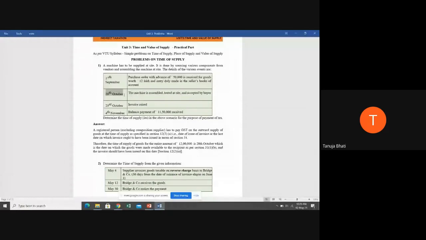Second, you need to check the date of payment. The date of payment is 4th November. So which is the earlier date, 20th October or 4th November? It is 20th October. Therefore, 20th October is the time of supply in respect of goods.